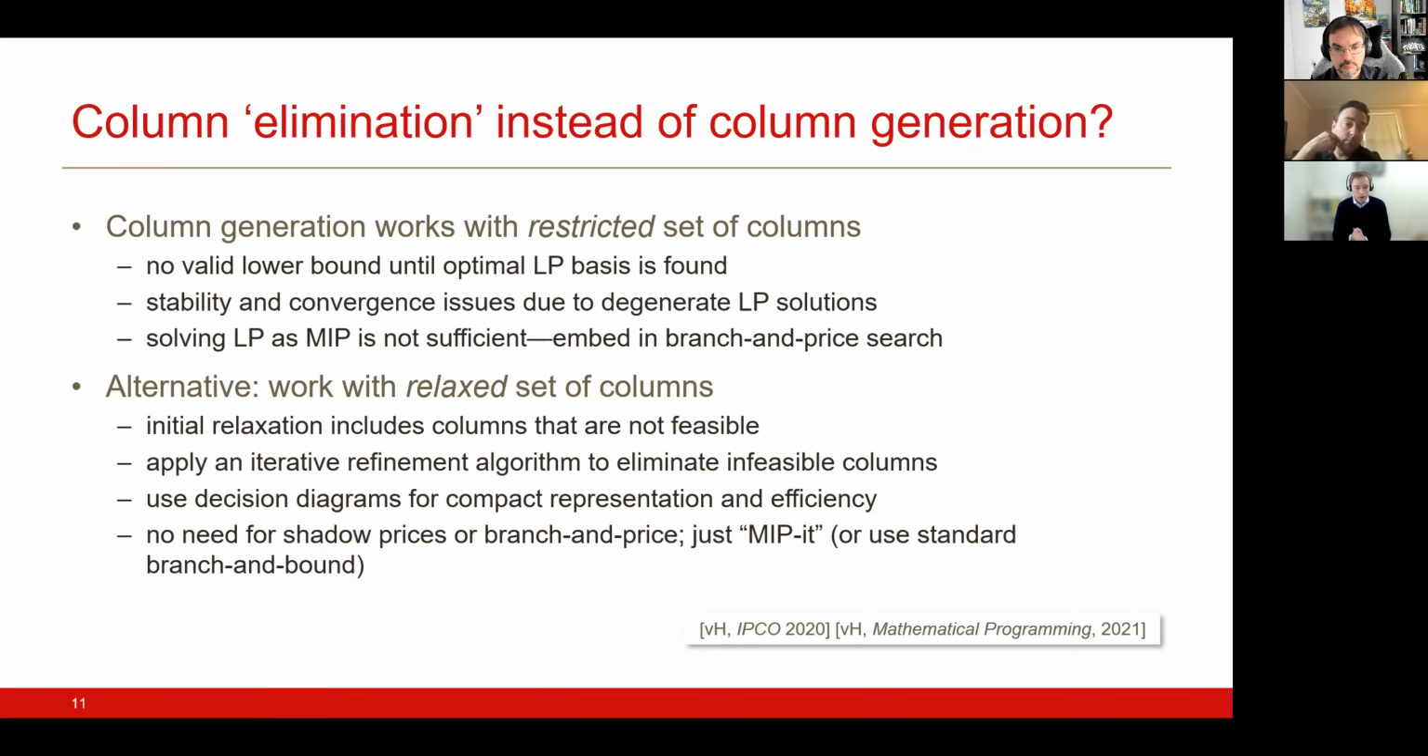Okay. This does not need any duality theory. You don't need any shadow prices. We have all the sets of columns initially, and then we start pulling them out one by one. So it's more combinatorial in that sense, rather than algebraic using shadow prices.